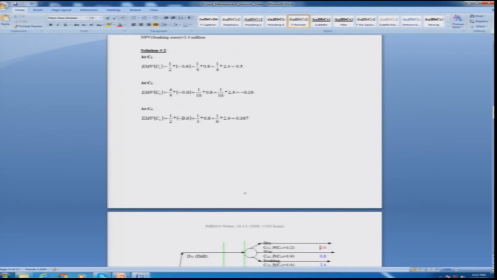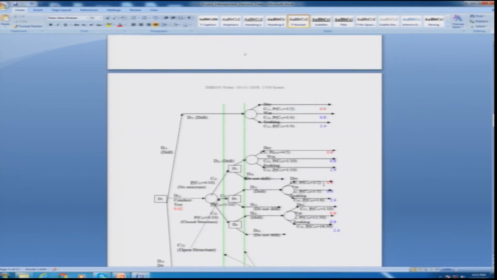At C4, again minus 0.6, 0.8, 2.4. So, 0.8 and 2.4 are positive, and what are the probabilities? Half, 1/3, 1/6. So, these are the probabilities: half, 1/3, 1/6. Again, I am repeating these values; the probabilities can be found from the matrix.